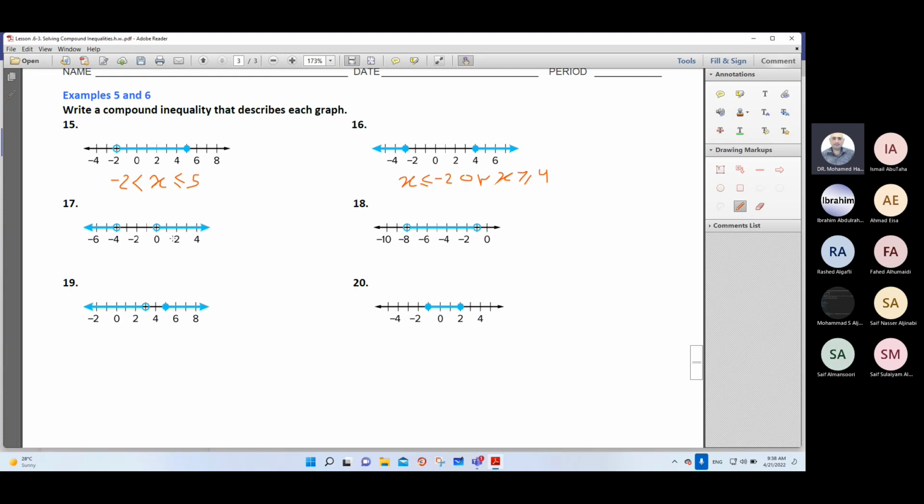Okay? Right, try to solve number 17, please. Then tell me what is the compound.